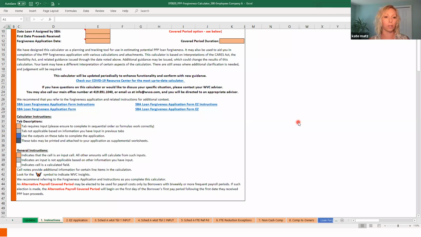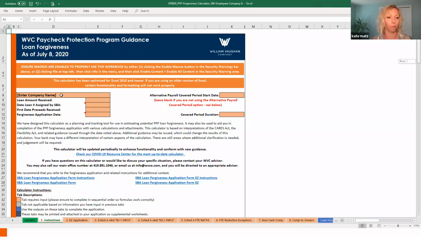All right, so let's go back to our company A and start filling this in to see how this would work through for someone in that situation. So we'll say company A, and we said that the loan amount that they received was $10,417. We'll assume that they received their loan number from the SBA on 5/1. They actually got their proceeds on 5/4. And then they're estimating that they're going to submit their application for forgiveness on 12/15.